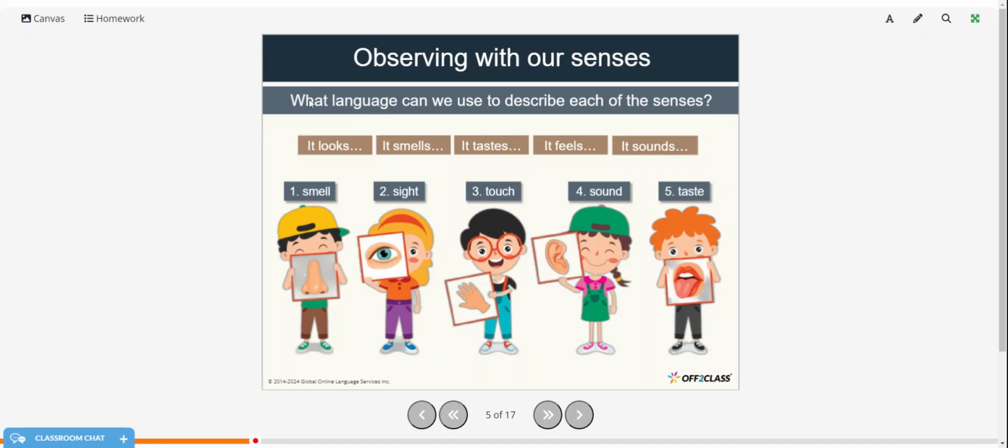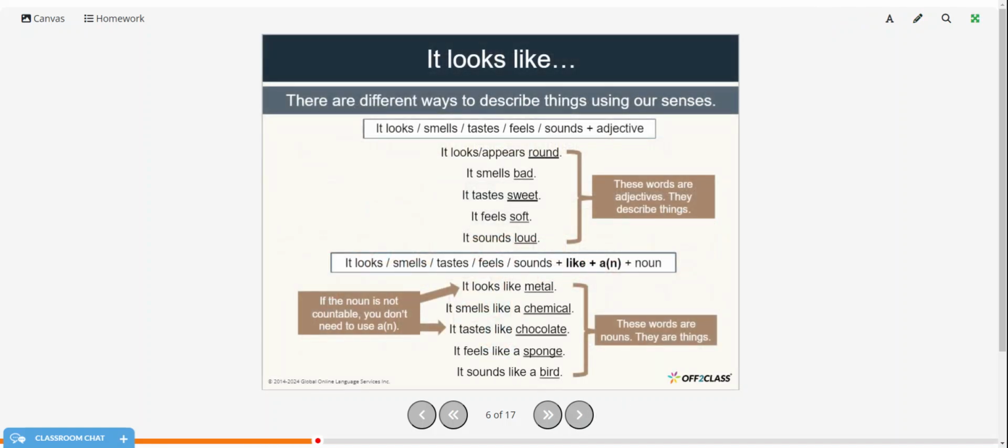So what language can we use to describe each of these senses? So it looks would go with sight, it smells with smell, it tastes with taste, it feels with touch, and it sounds with sound. So there are different ways to describe things using our senses.